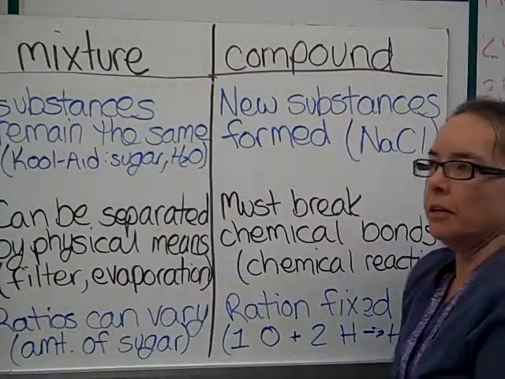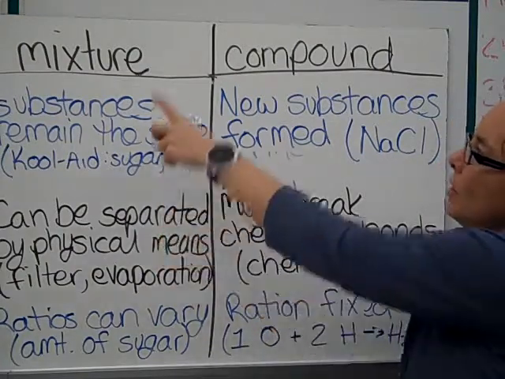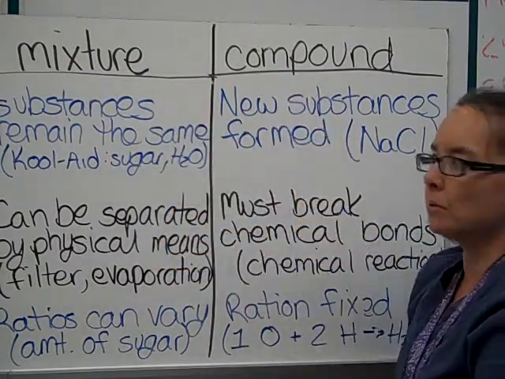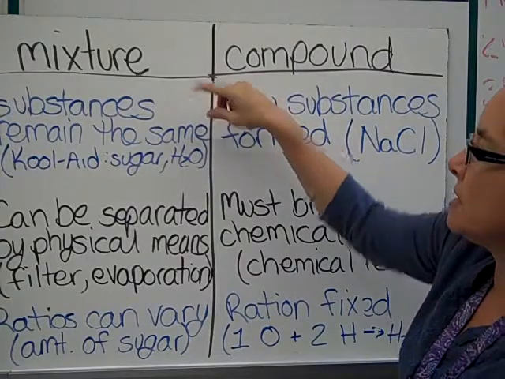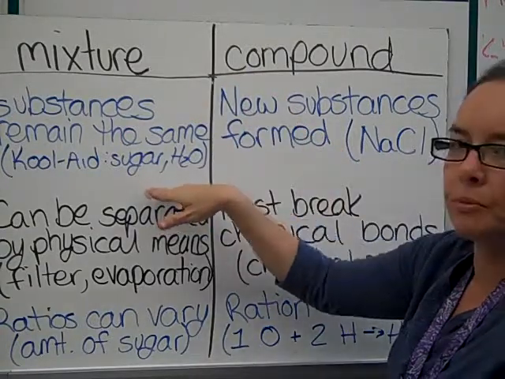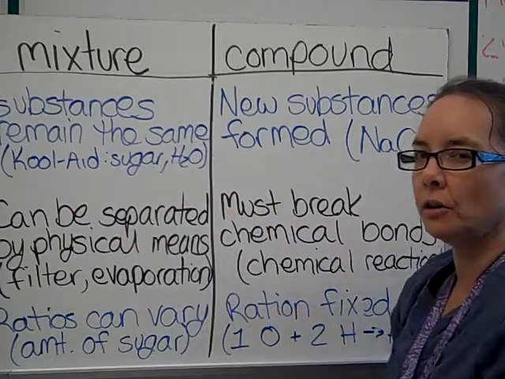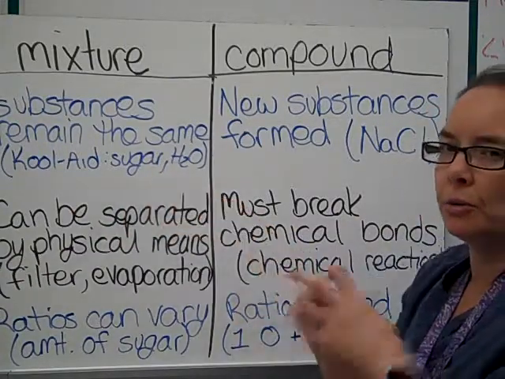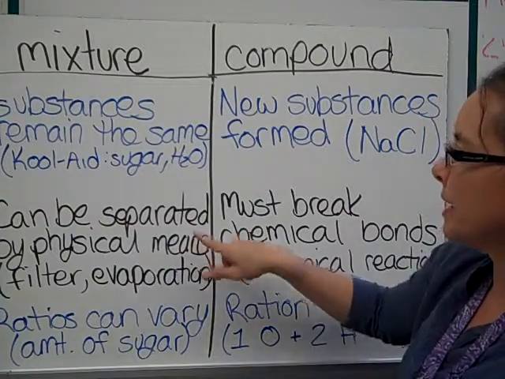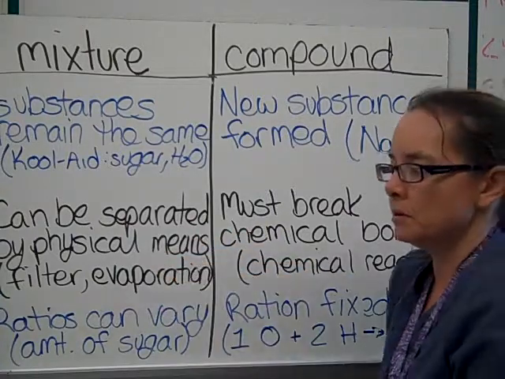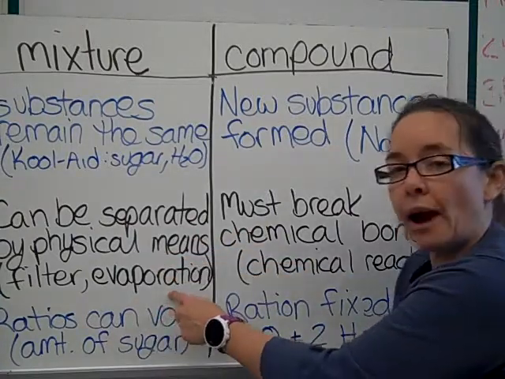And the last slide here is just a comparison of mixtures and compounds. Mixtures are substances where the substances remain the same. Kool-Aid is, like I said, sugar, water, coloring. We aren't actually making anything new, we're just mixing things together. They can be separated by physical means. You could filter stuff out, you could evaporate it.